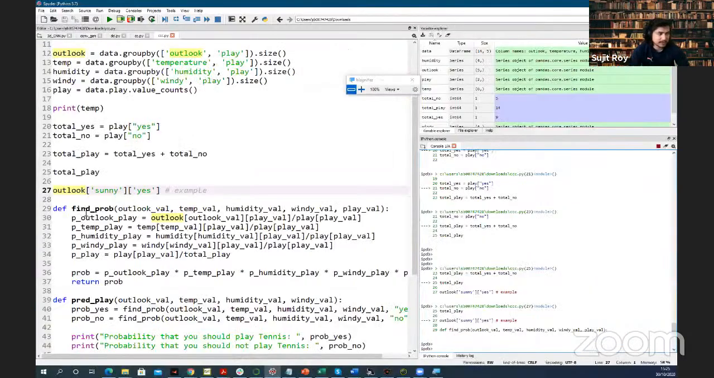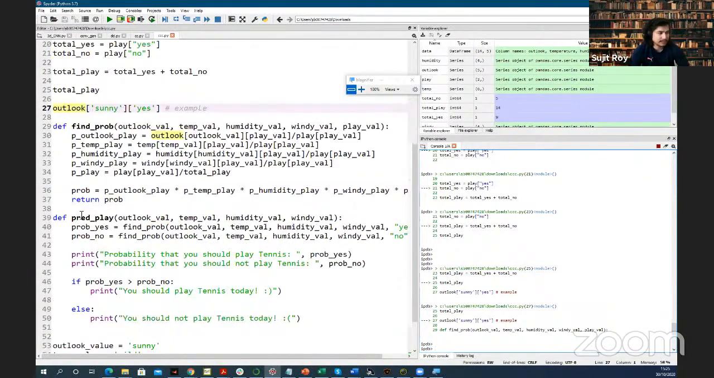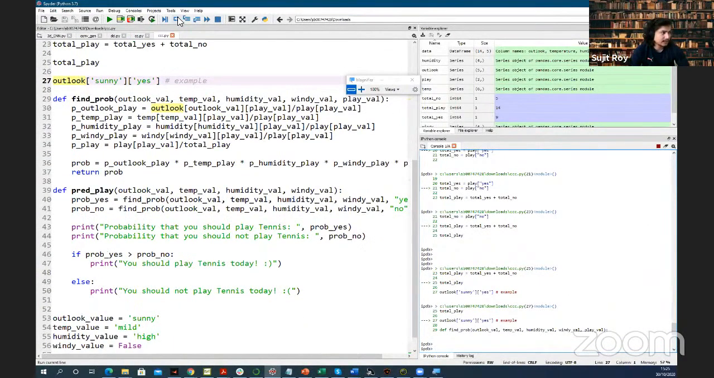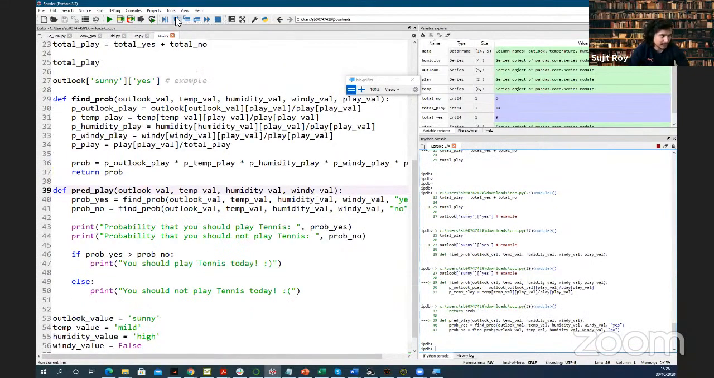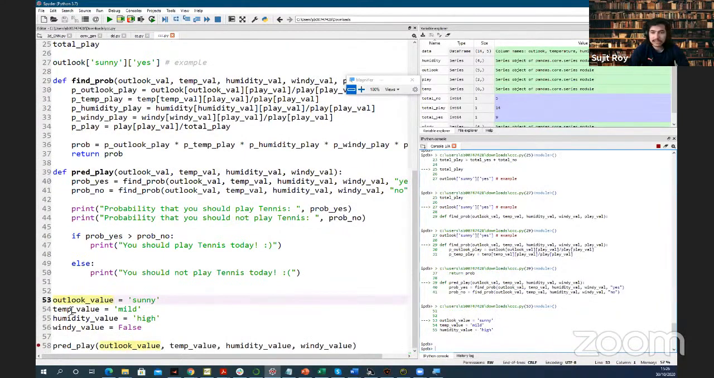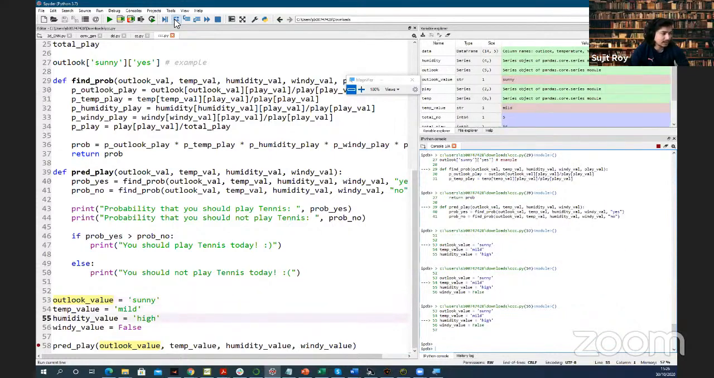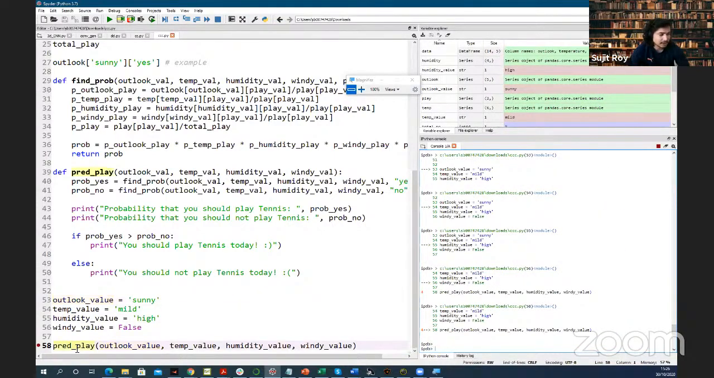Now this is our definition for find probability, and this is our definition for predict play. So I try to just run through the definitions, but since it is a definition, it will go to the next definition. And then you have asked for the outlook value. You have given an outlook value to be sunny, temperature value to be mild, humidity value to be high, and windy value to be false. Now we run for these variables, and now we go to the predict play. So we try to do the predict play based on these four variables that we have given here. And when I go to this function, it will automatically implement this function.